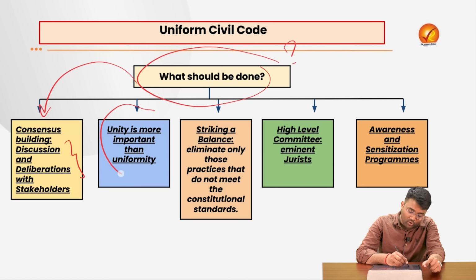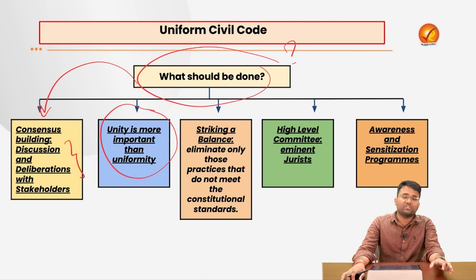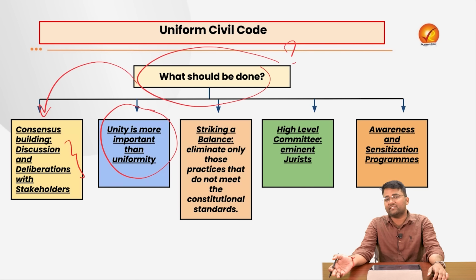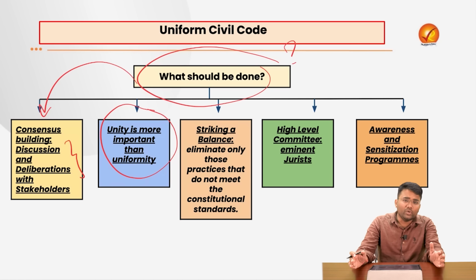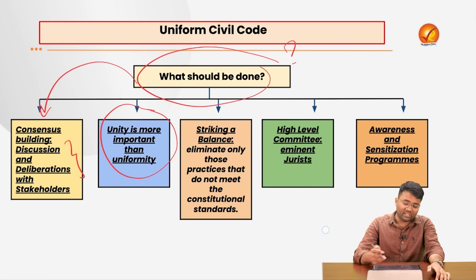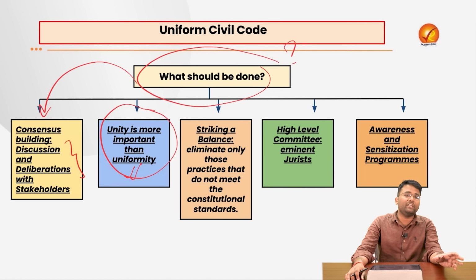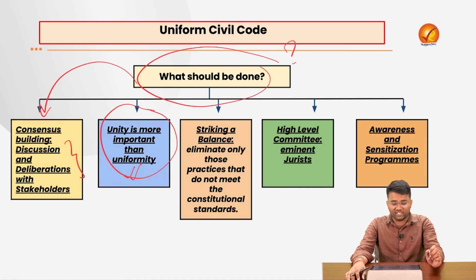Also, unity is more than uniformity. The peace, security, and overall economic growth that will be fulfilled by peace and security, that is more important. The unity of all the states and union territories and the citizens belonging to them is more important than only having uniformity. Uniformity will not serve any purpose if we do not have unity. So unity is paramount, and then subsequently we should keep in mind the uniformity. So the first thing is that whatever apprehensions and concerns other people have, they should be addressed well.